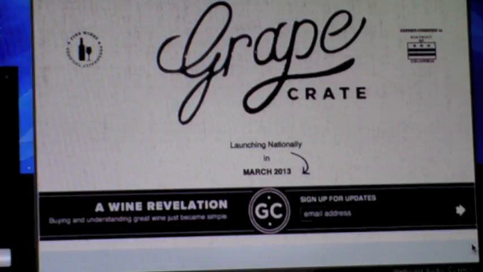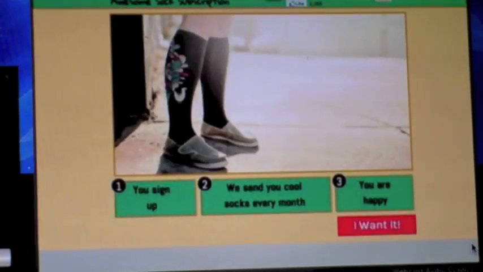And what they'll do is, instead of having to figure out what wines are good and what wines are not, what wines are a good deal, they'll bring you good wines at a good deal and bring it straight to your home. It's even an opportunity for those of you out there who are foot fetishists. Sock subscription. So subscriptions are going mainstream, folks. I think there's some really cool opportunities in that. Let's go to the next one.